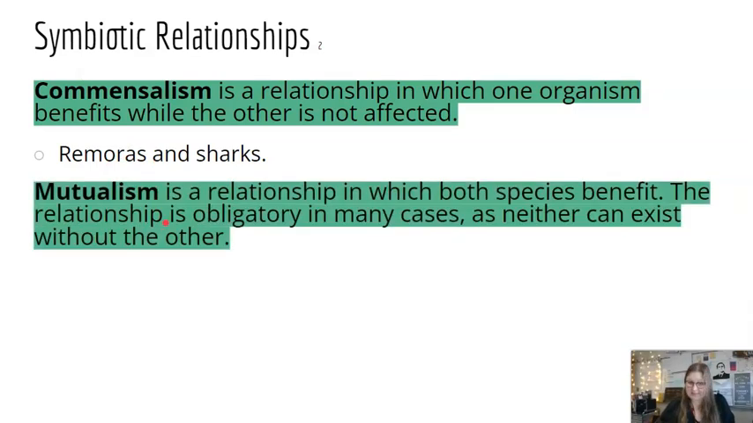Then we have mutualism. This is a relationship in which both species benefit. The relationship is obligatory in many cases, meaning it's necessary for both species, as neither can exist without the other. Mycorrhizae are an example, as well as flowers and pollinators. These are the two that get confused most often. If one species is benefited and the other does not care, it's not affected at all, that's commensalism. If both species are like, yes, this is great, we're both benefiting from this, that is mutualism.